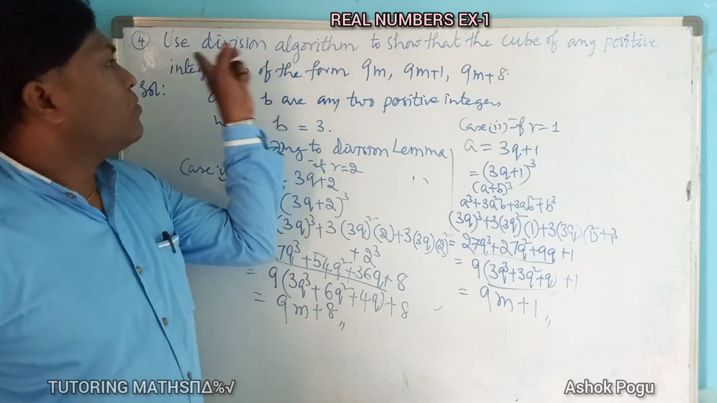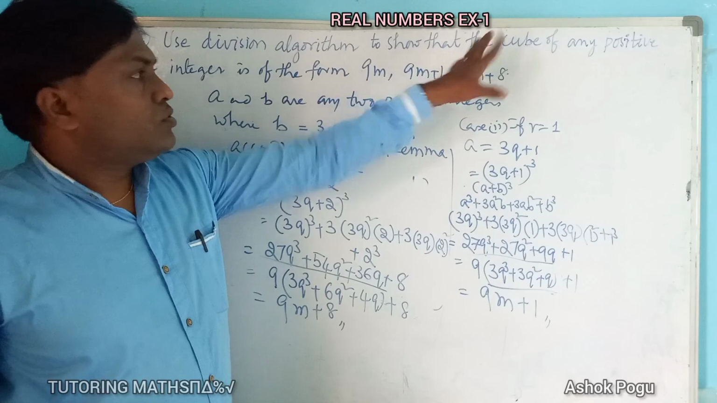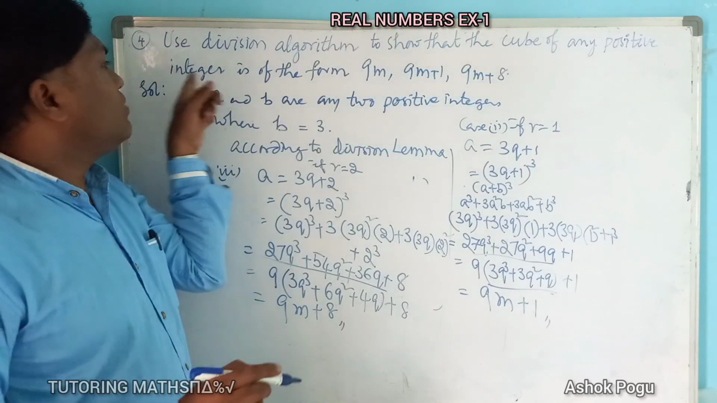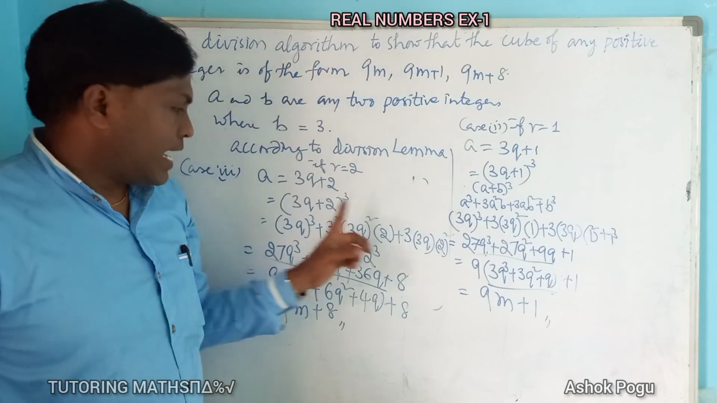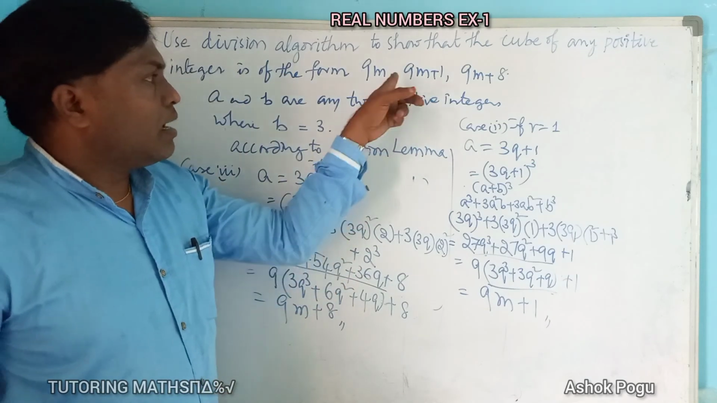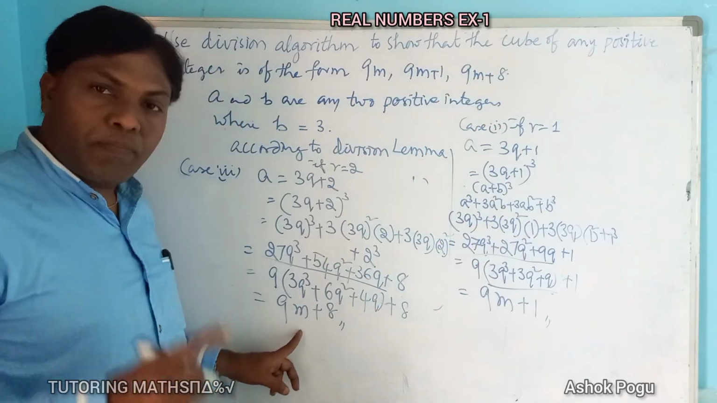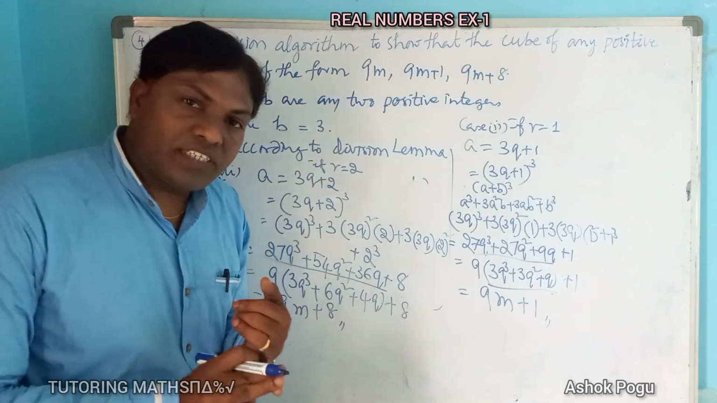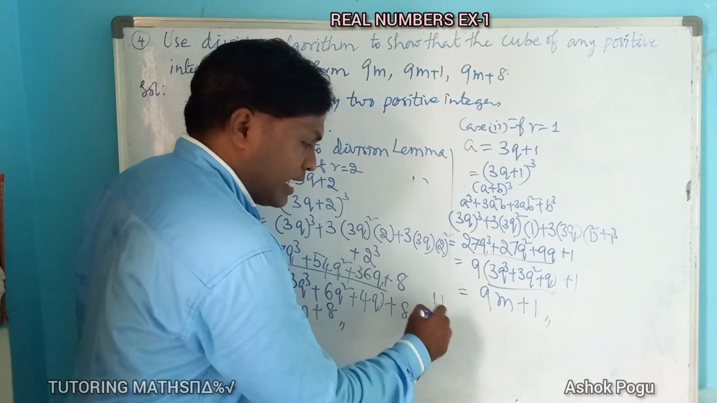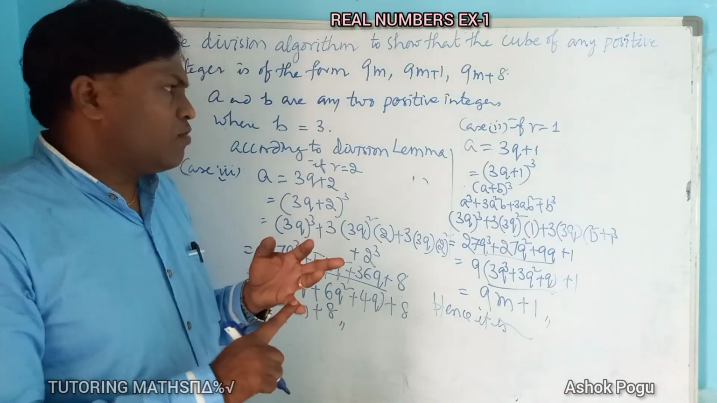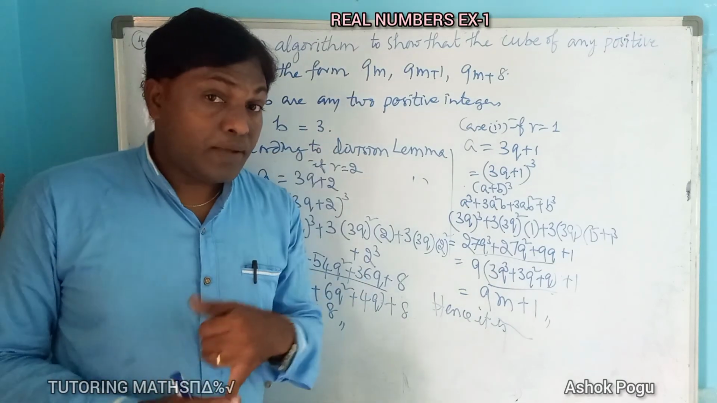So therefore we have proved that the cube of any positive integer is of the form 9m, 9m plus 1, or 9m plus 8. Like this, 3 cases we have proved. You can write, hence it is proved. This is one of the important essay type model questions.